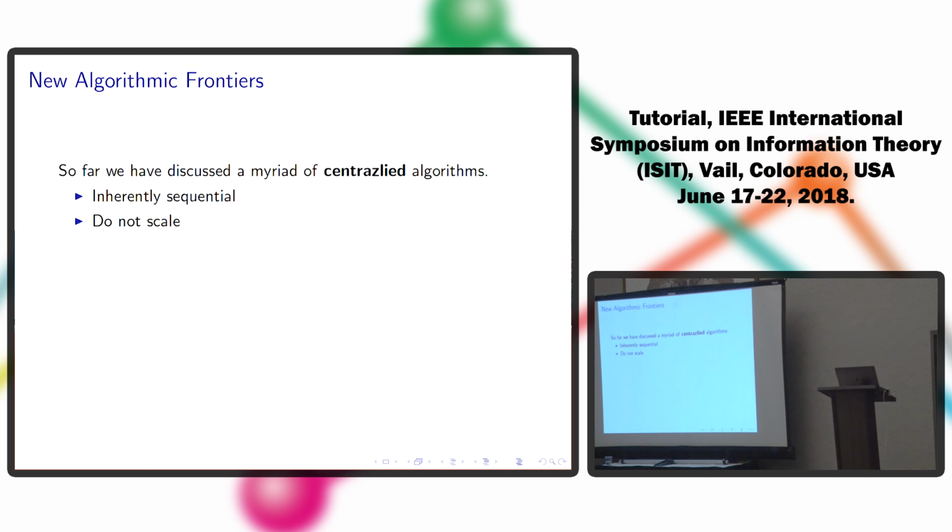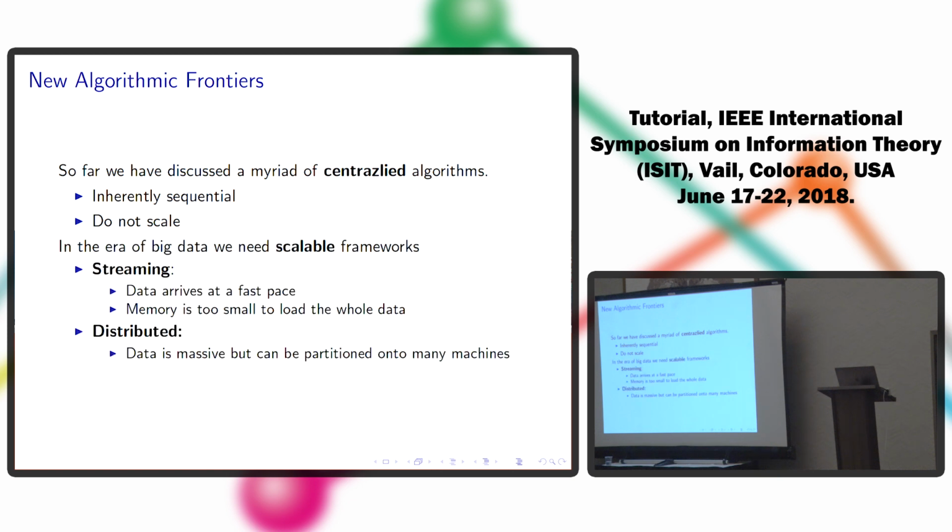So what are some new frontiers that people think about in the era of big data? Well, these centralized algorithms are inherently sequential. You have to go multiple times over the data. They do not scale to huge amounts of data, like hundreds of millions of data points. So you have to think about scalable methods. And one of the things that Jeff talked about is the streaming algorithms. Data points either come at a very fast pace, or you have a small memory. You can only go once over the data, and you want to have some solution. Another scalable solution is to distribute your data over many machines and try to parallelize the whole procedure.